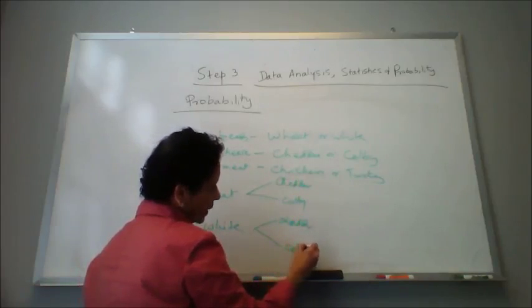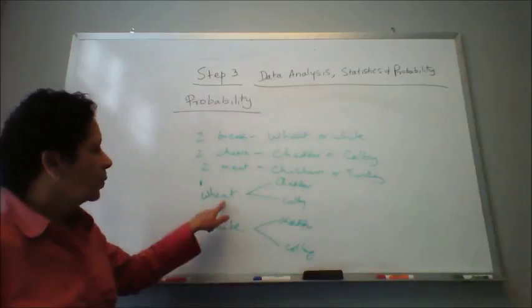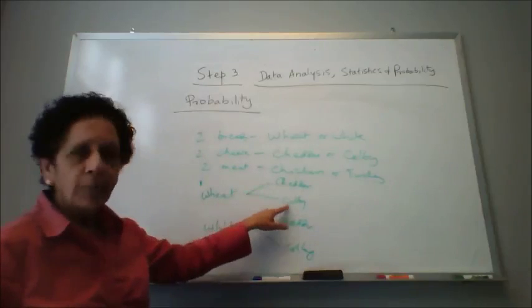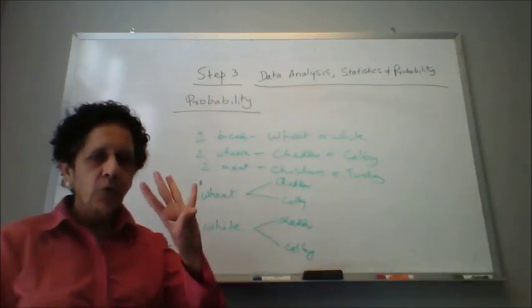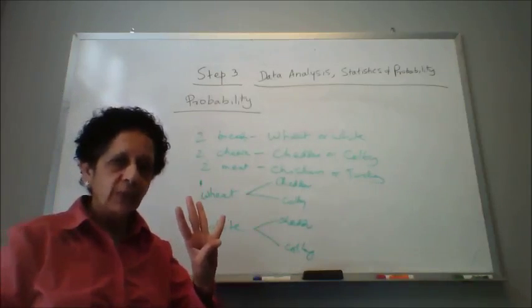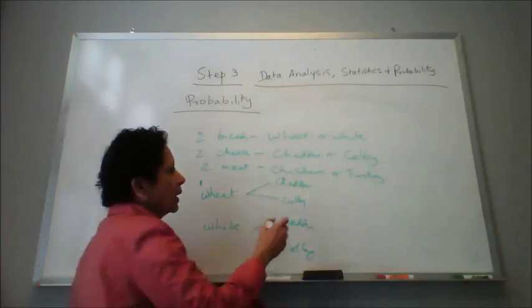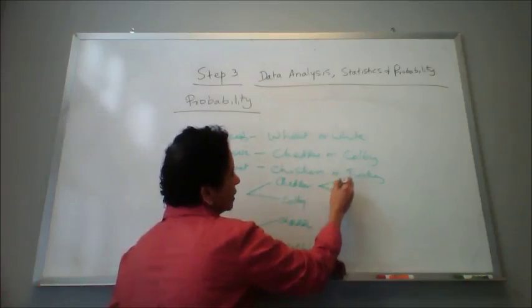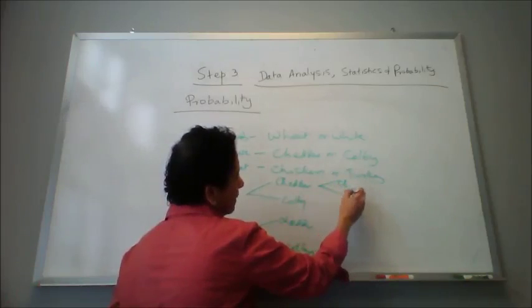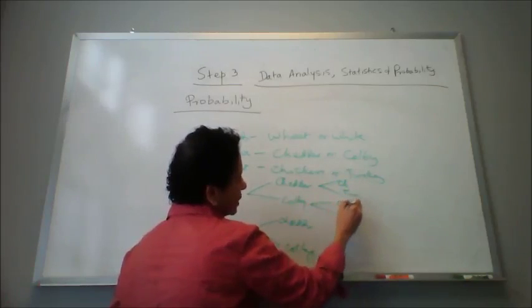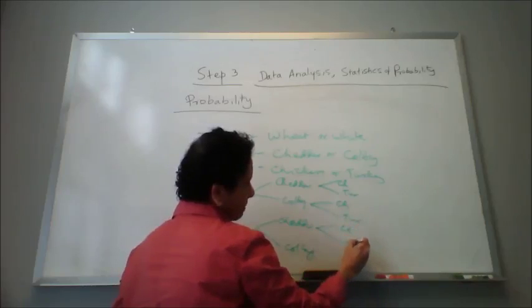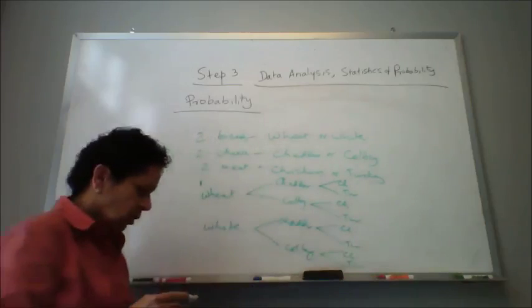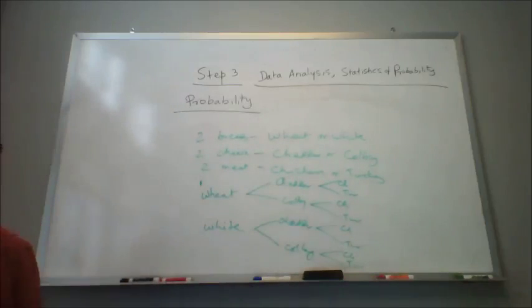So far, you can see that I can pick wheat with cheddar or wheat with Colby, or white with cheddar, white with Colby. So I've got 4 possible choices of sandwich as of now, right? And then I can pick here the chicken or turkey. Here I can pick chicken or turkey. Here, chicken or turkey. Here again, chicken or turkey, right? So it's almost like a tree.